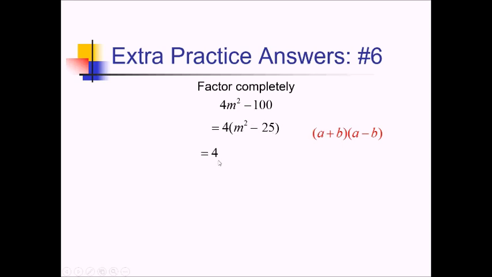So bringing down the 4, square root of m squared is just m. Square root of 25 is 5, so I have m plus 5 there. And I have another factor of m minus 5.